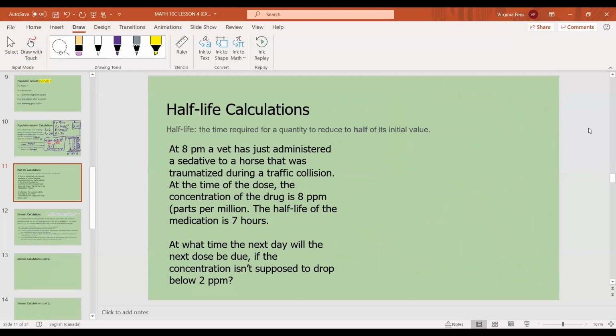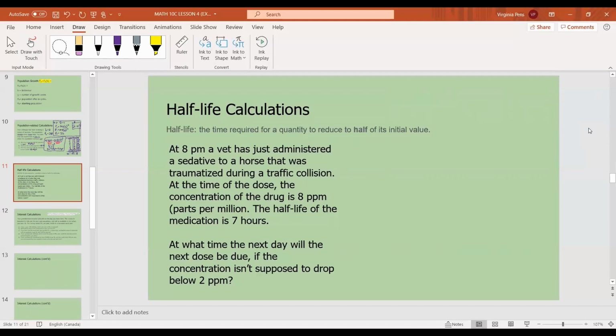So now we're going to look at some half-life calculations. In case you don't know, a half-life is the time required for a quantity to reduce to half of its initial value. Over here we have a word problem. At 8 p.m., a vet has just administered a sedative to a horse that was traumatized during a traffic collision. At the time of the dose, the concentration of the drug is 8 parts per million, and the half-life of the medication is 7 hours. At what time the next day will the next dose be due if the concentration isn't supposed to drop below 2 parts per million?